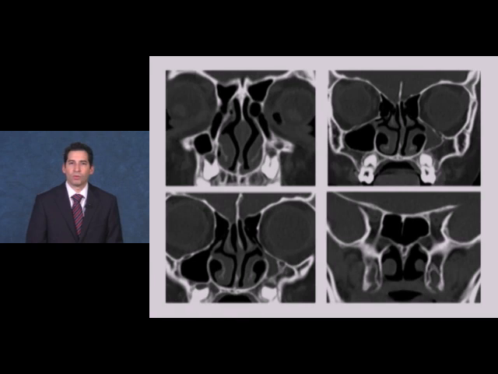Again, we see coronal images without contrast through the midface. And we can see on the first image a normal maxillary sinus on the right and a very small maxillary sinus on the left with normal ethmoid and frontal sinuses. And again, as we move posteriorly through the sinuses, we see the normal right maxillary and abnormal left maxillary sinus. And again, here and here. This is a case of a hypoplastic maxillary sinus.